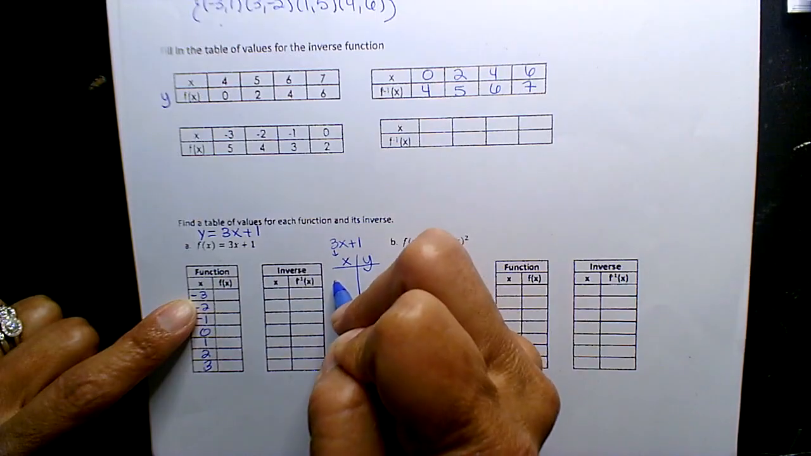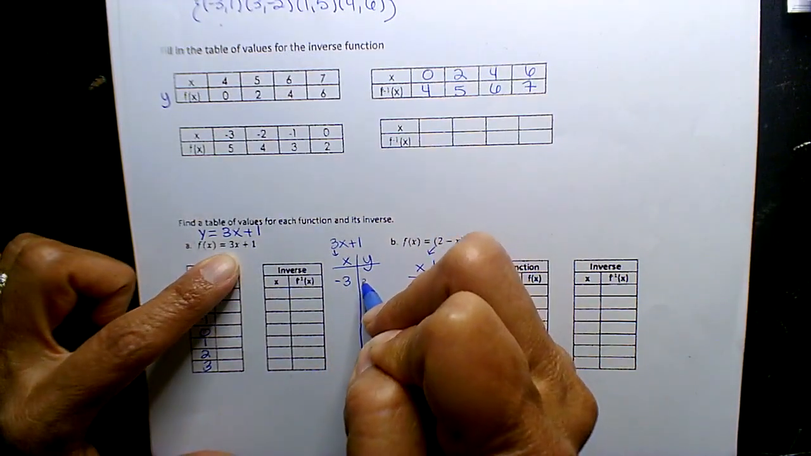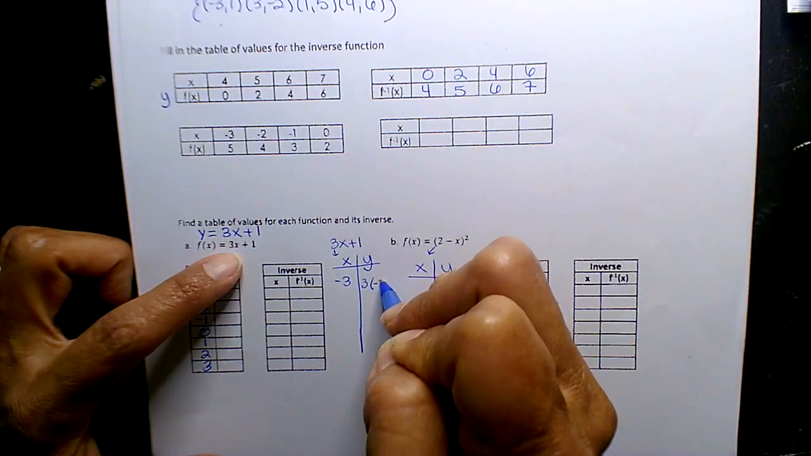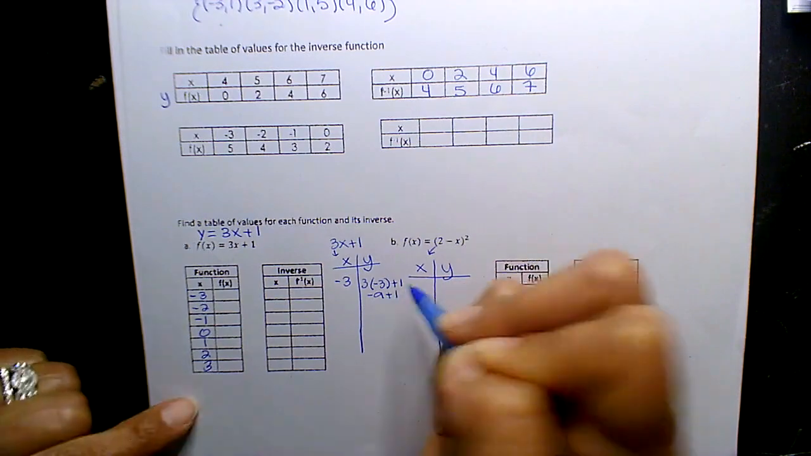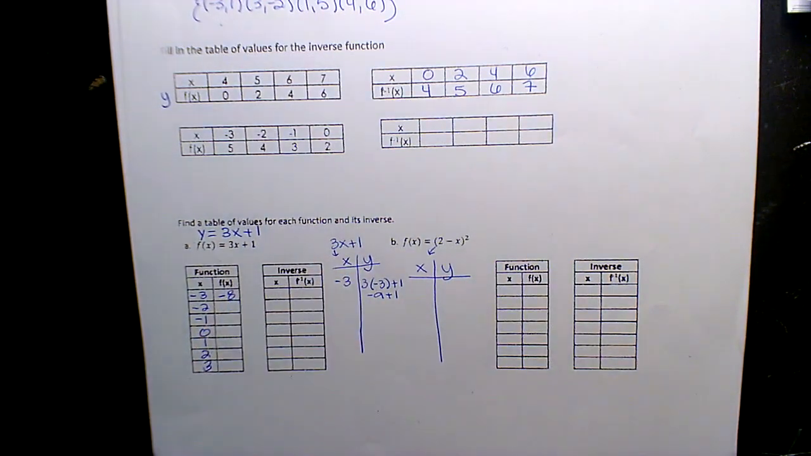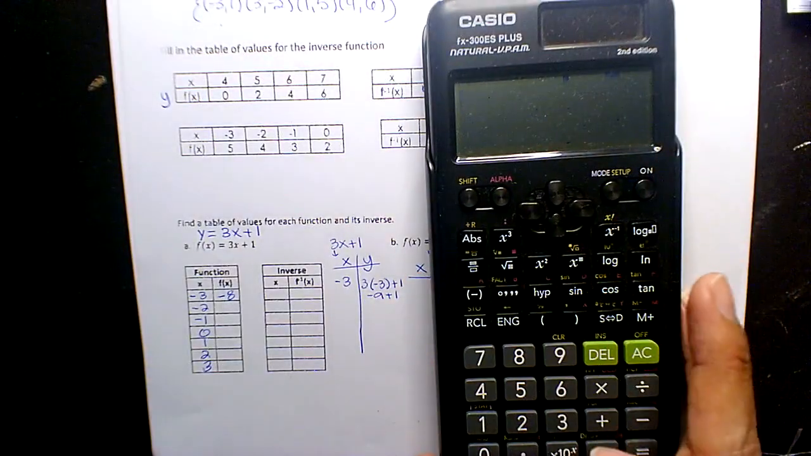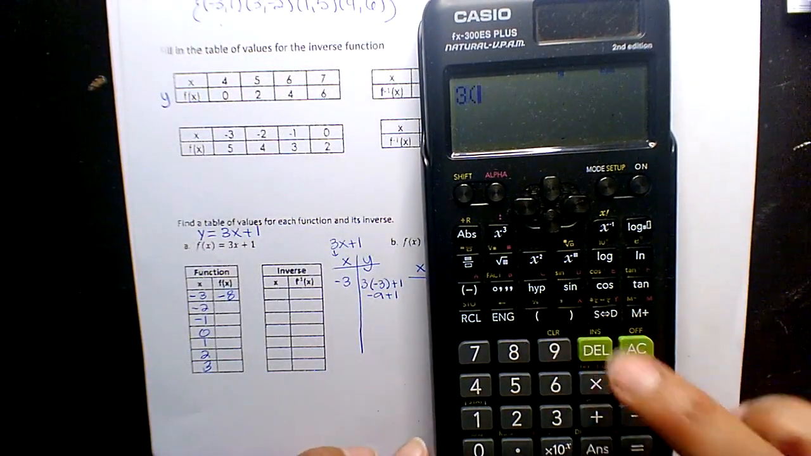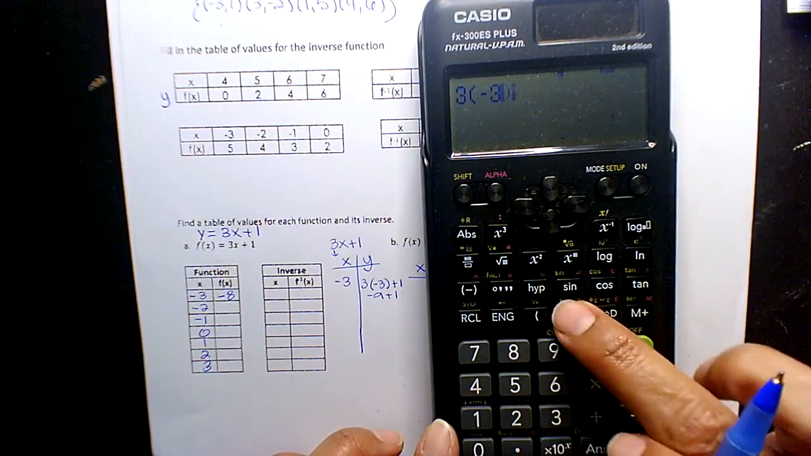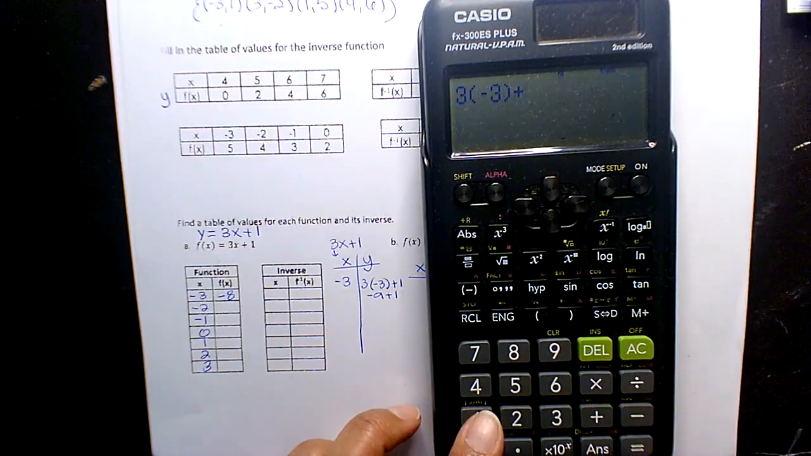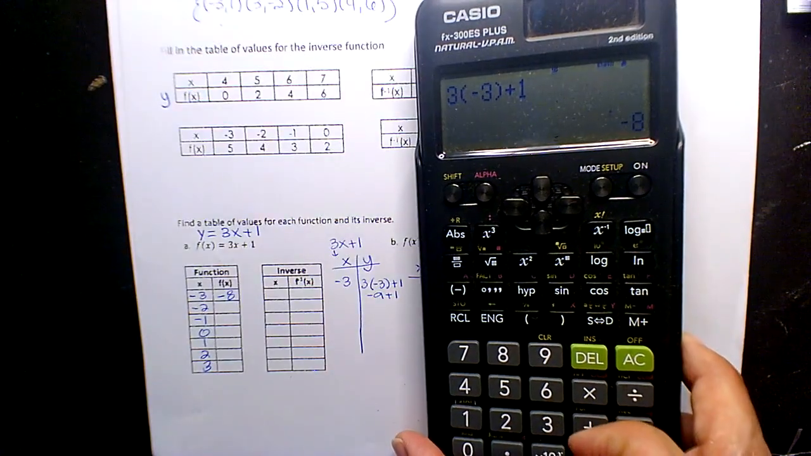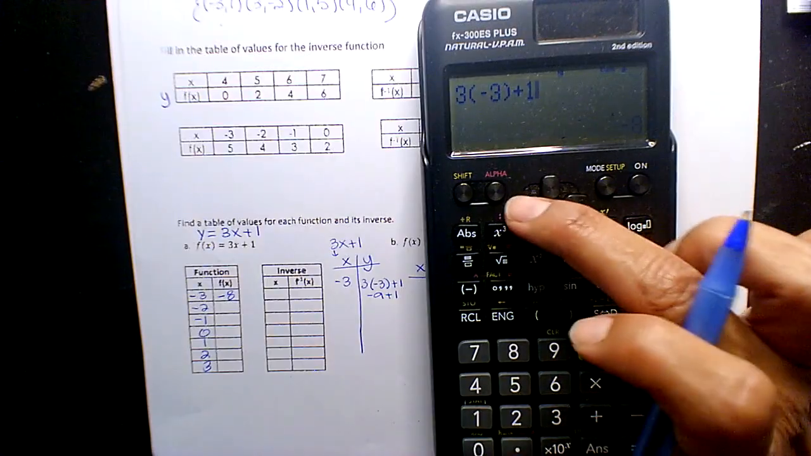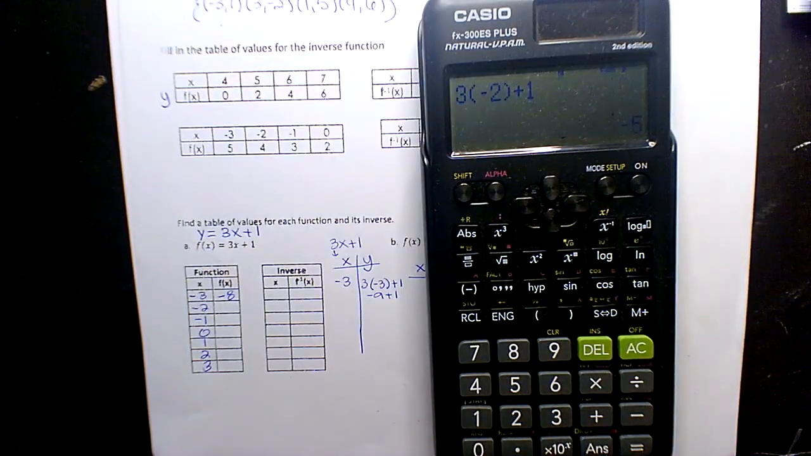So if I plug in a -3, it's going to be 3 times the -3, plus 1. I get -9 plus 1, and so I get -8. Obviously, I'm doing it by hand, but nothing is wrong with grabbing a calculator, plugging it in, and there's my -8. So then if you want -2, there's my -5.